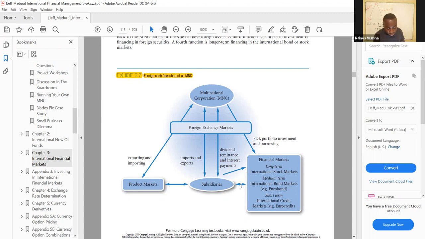The subsidiary can also have a backward and forward direction when it comes to dealing with the financial markets. Because remember, when they need financing, they can go to the financial markets, and when they need to invest money in the short, medium or long term, they can go to the financial markets as well. So this shows you the foreign cash flow chart for a multinational corporation when it comes to foreign exchange markets and the financial markets. Is there any question regarding this exhibit? Any questions?